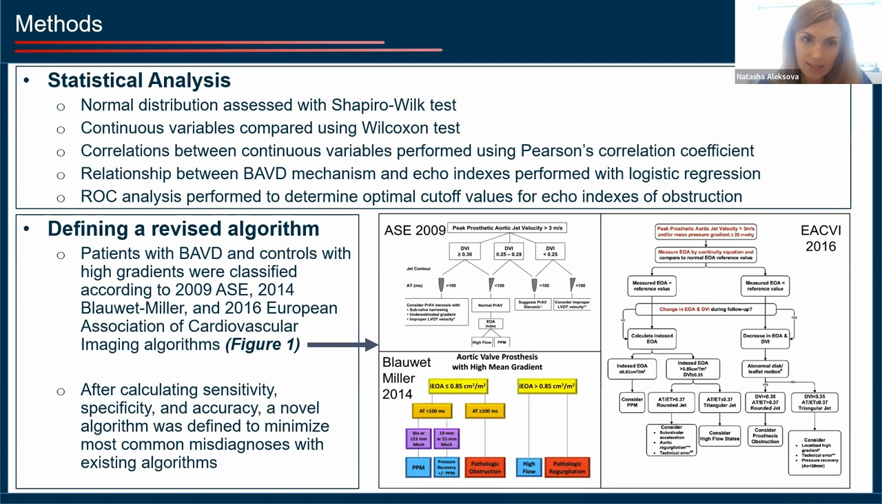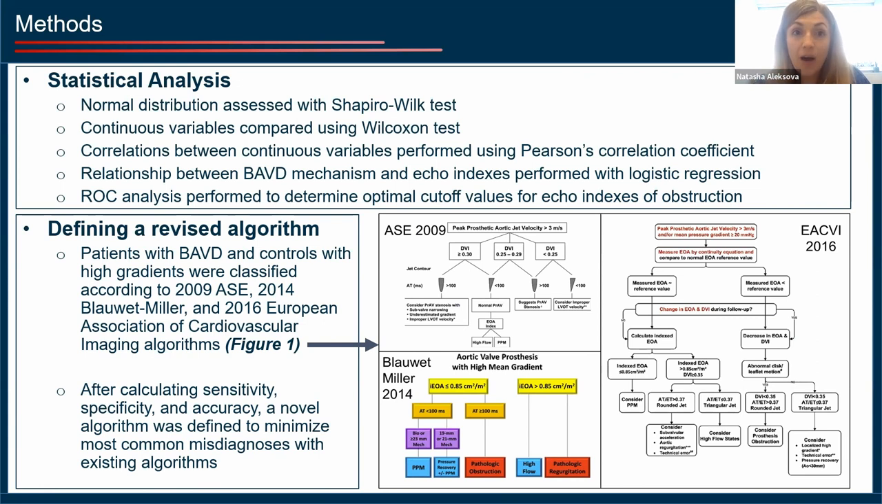In terms of the statistical analysis, I want to highlight three important points. The correlation between continuous variables was performed using Pearson's correlation coefficient. The relationship between the mechanism of the valvular dysfunction and echo indices was performed with logistic regression. And receiver operating curve analysis, or ROC analysis, was performed to determine the optimal cutoff values for echo indices of obstruction.